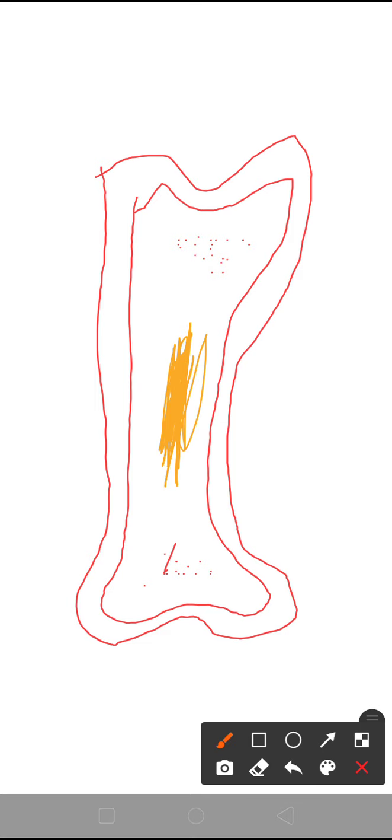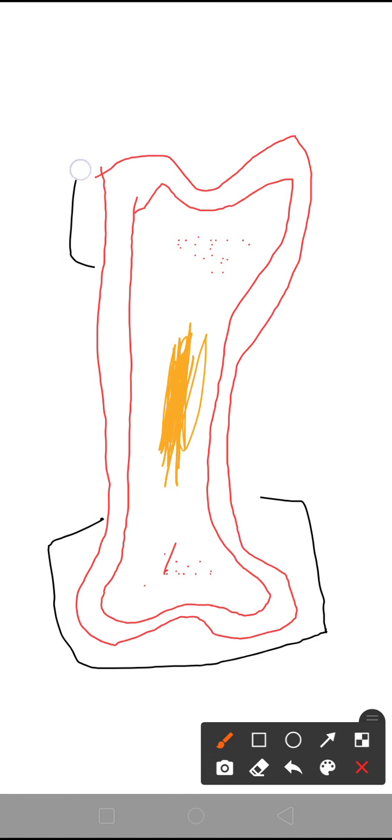Now the broader part is covered with hyaline cartilage. This one is also covered with hyaline cartilage. The thickened or broader part which is covered with hyaline cartilage is known as the epiphysis. This one is also epiphysis, and this narrower part is known as the diaphysis. The yellow bone marrow is found in the diaphysis.